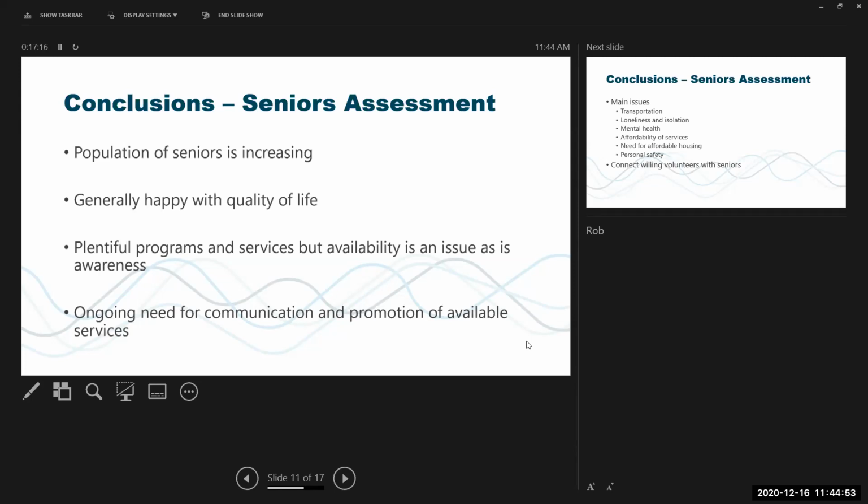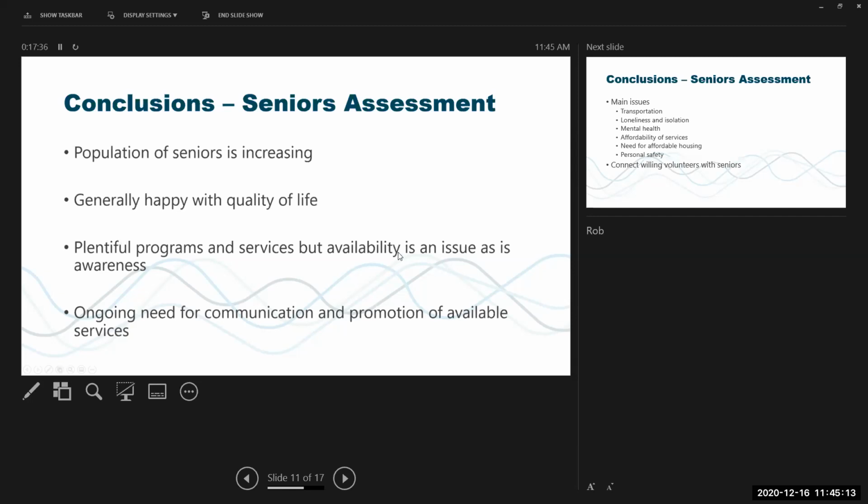But even awareness of the services, and that one can be a little bit tricky, because sometimes you can communicate about a service, but if people aren't really in the market for it, or they don't need it, they may not be paying attention to those messages. But nonetheless, I think there's some efforts that can go around awareness.